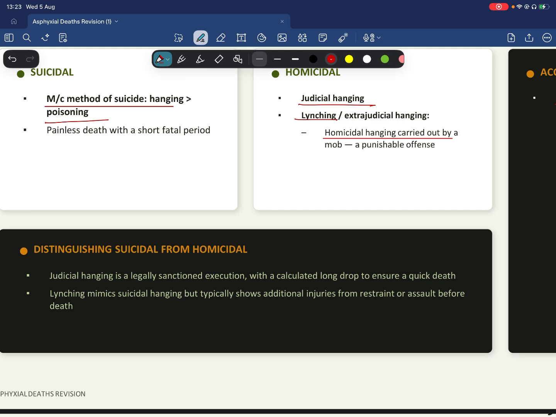Judicial hanging is a legally sanctioned execution with a calculated long drop to ensure quick death, and lynching mimics suicidal hanging but typically shows additional injuries from restraint or assault before death. In homicidal hanging, there may also be movement of the body leading to abrasions seen on the body.